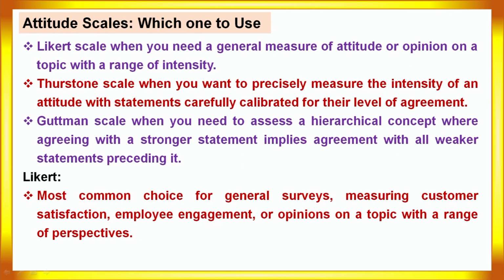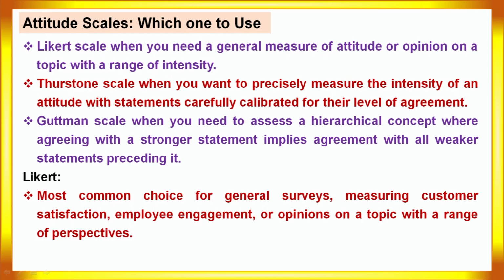Now coming to the last part of this discussion. Among these three types of attitude scale, we are talking about the summated rating scale, the Bogardus cumulative scale, and the equal appearing interval scale. So which scale to use in which particular situation?